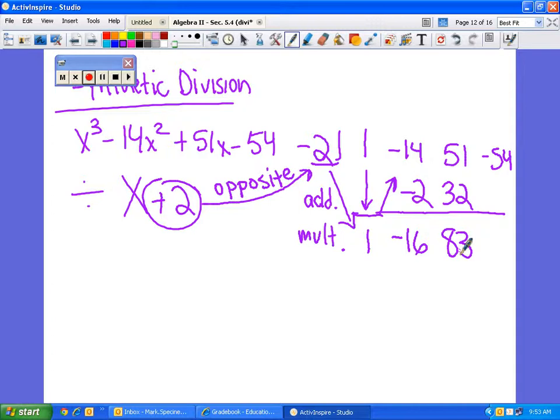83 times negative 2, negative 166. Why is it negative 2 that we're multiplying by? Because that's the number in the box. Oh, so it's always negative 2? Uh-huh. In this problem. The next problem, it's a different number.